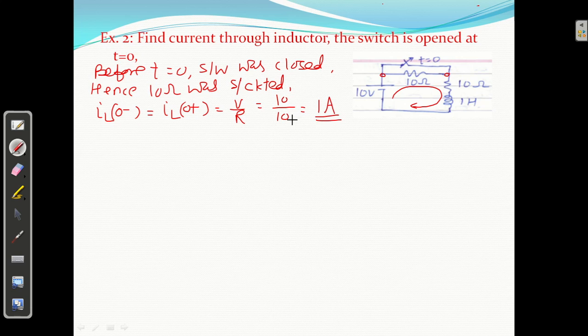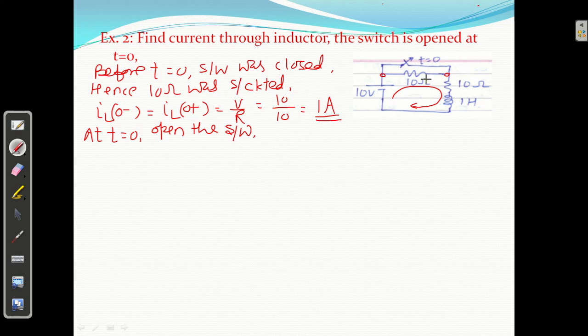That is the stored value at t equal to 0. Open the switch. If we open it, what will happen?